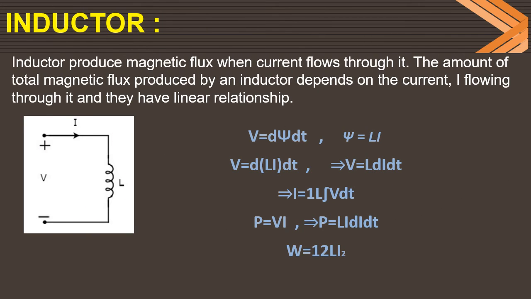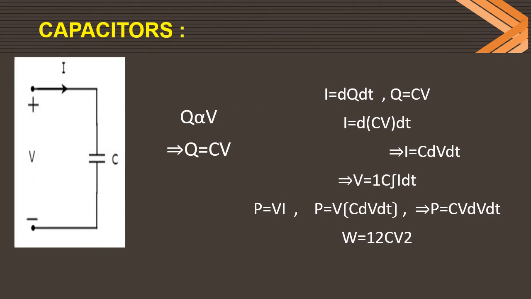Similarly for the inductor, here is the inductor representation: the potential across the inductor is L into di by dt. In this way we can find the voltage across L, the current flowing through L, and the power consumed by the inductor. Similarly for the capacitor, we can find how much current flows through it during charging and discharging, and the voltage across the capacitor.